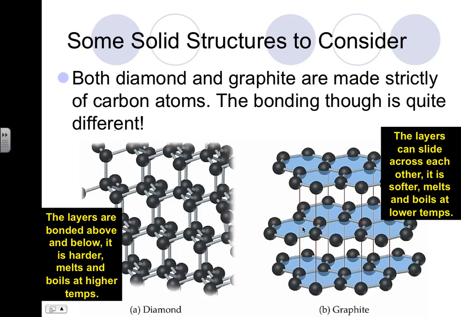Whereas here, you can see that they've shown this blue color to show you sheets, where the carbon atoms are in these hexagon shapes in sheets, and then the red lines that they're showing here represent intermolecular forces that hold the individual sheets together. So as it says in that black box, the layers can slide across each other, it is softer, and it melts and boils at lower temperatures. So hopefully the visualization helps a little bit also.